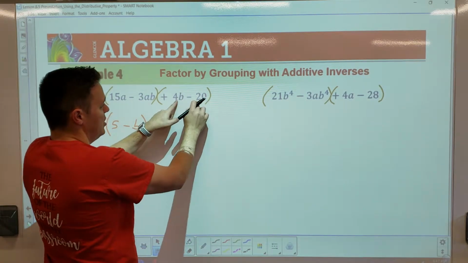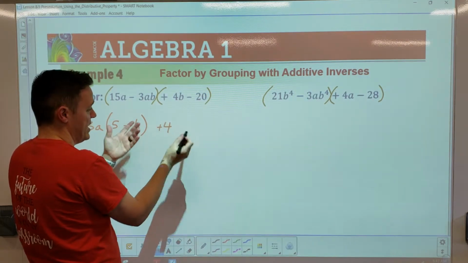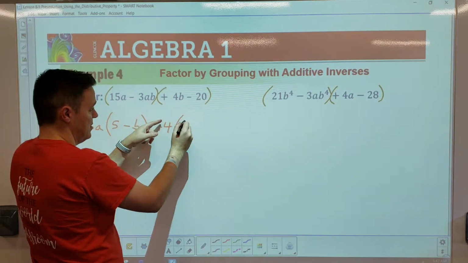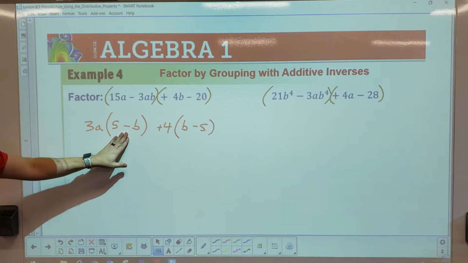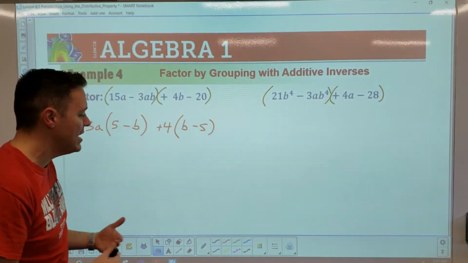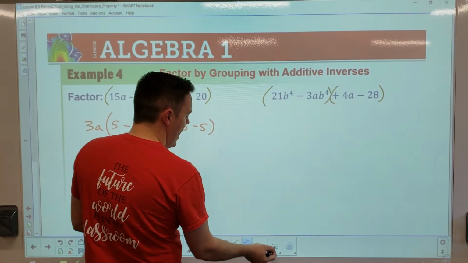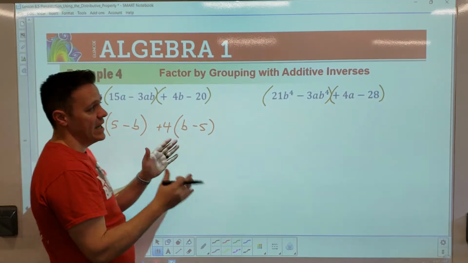And this one, what do they share in common? The only thing they share in common is the number 4. So it's a positive 4, and then it's going to be b minus 5. So are this and this the same thing? The answer would be no, it is not. So an additive inverse means you have to multiply one of these equations by a negative 1.